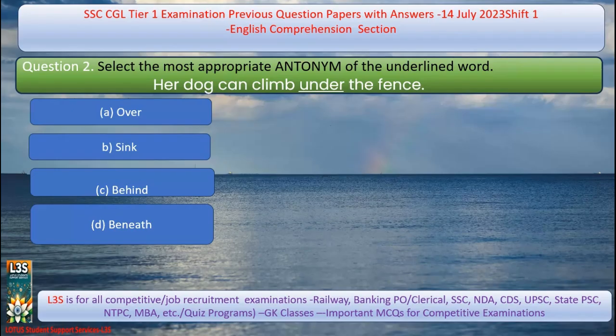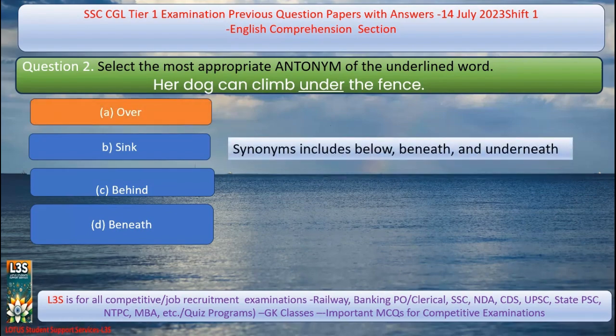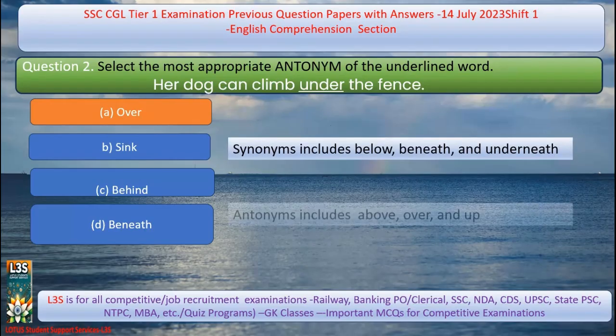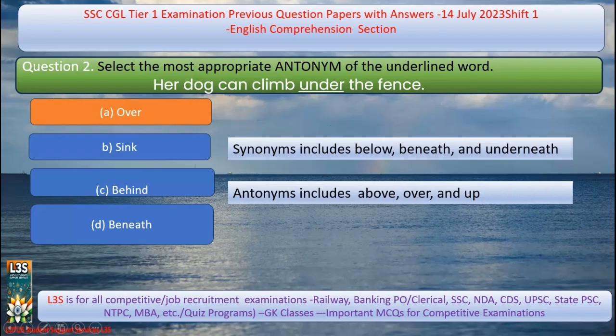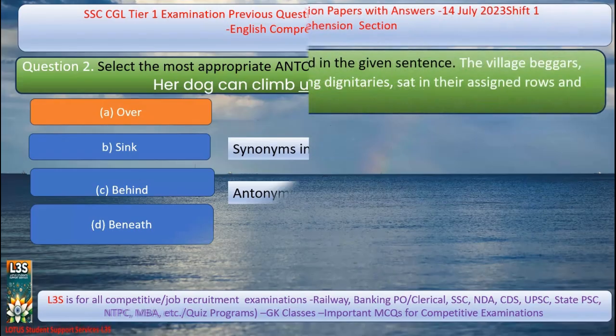Next one, select the most appropriate antonym of the underlined word. Her dog can climb under the fence. Antonym means opposite word, and the word underlined here is under. What is the antonym of under? We have to find it out. It is over. Synonyms of under are below, beneath, and underneath, and antonyms for under are above, over, and up. So it's an easy one, and the first option is the correct one.